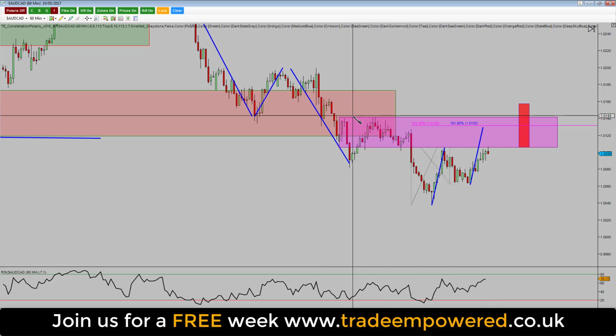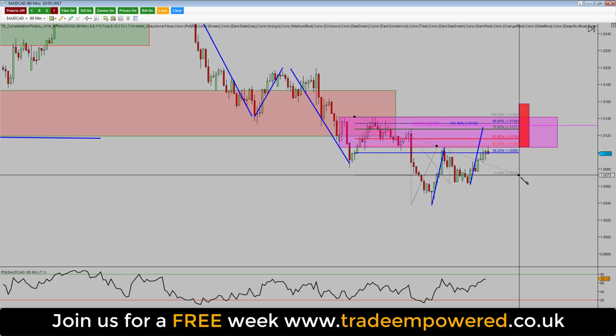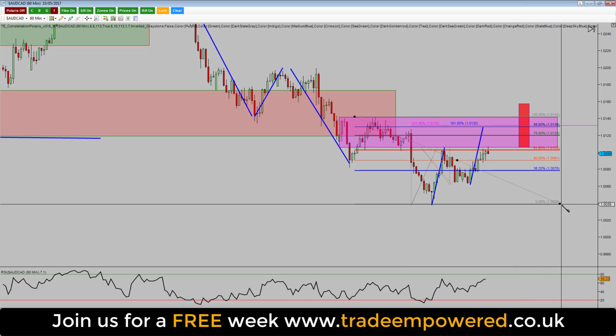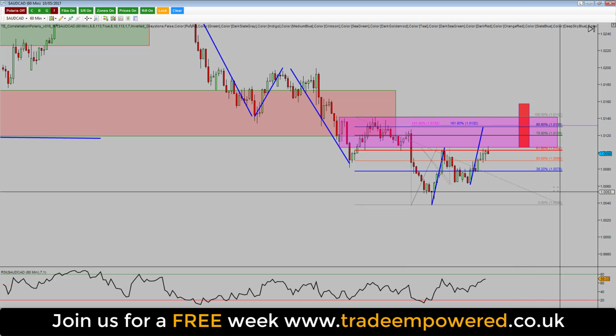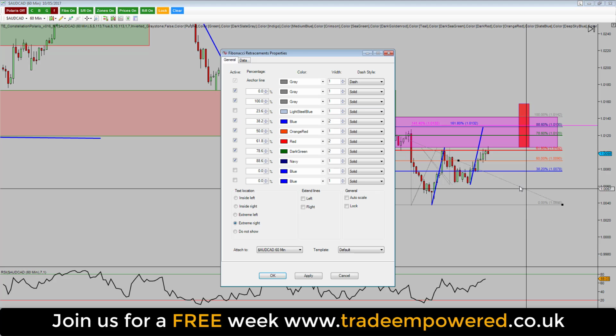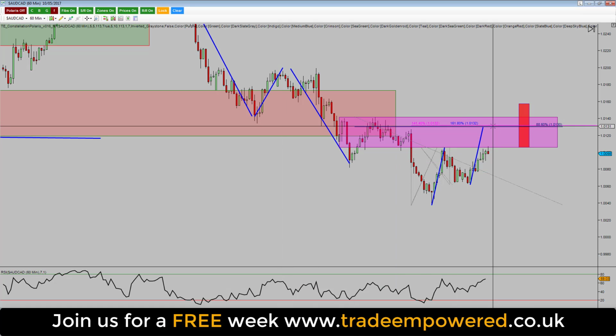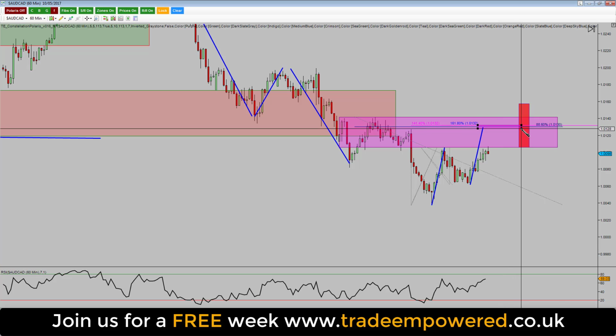Alright, and if we bring on a fib retracement tool, we're going to get an 0.886 at that level as well. Yep, 0.886 as well. So we've got a nice little fib cluster up at that zone. You can see now that you're narrowing down this zone.